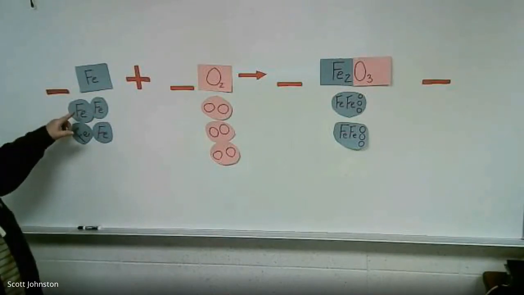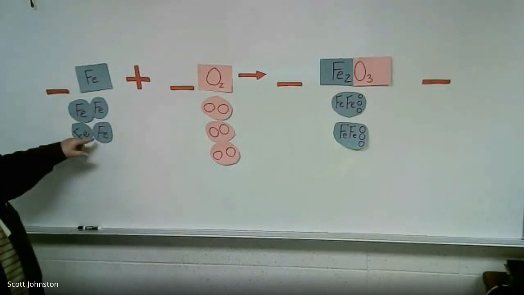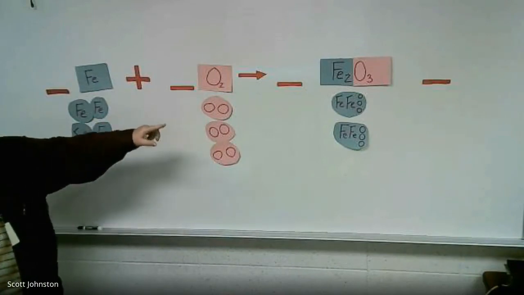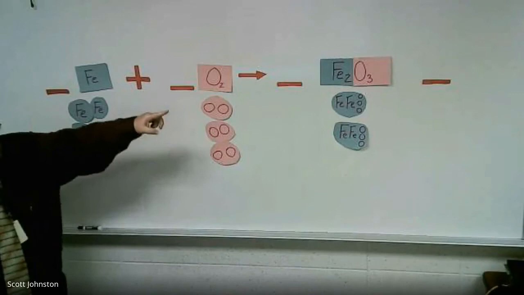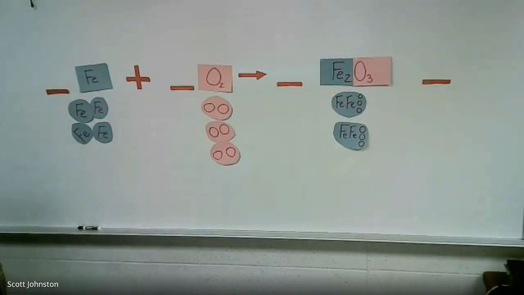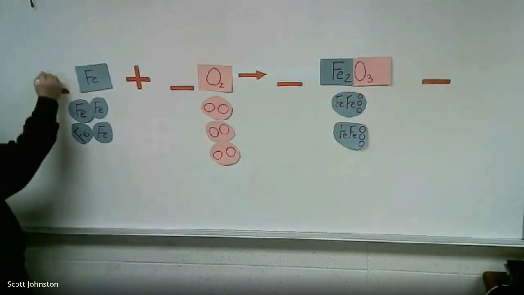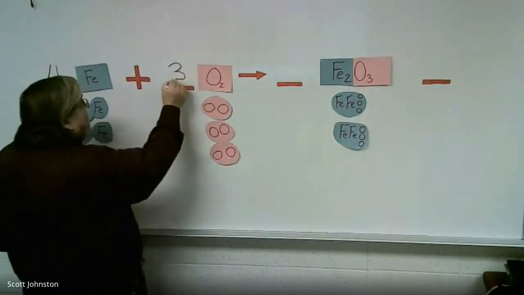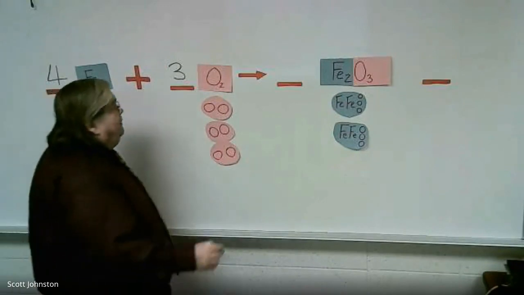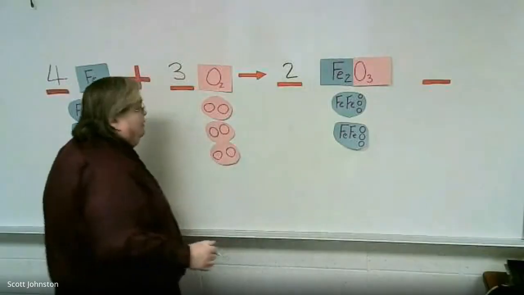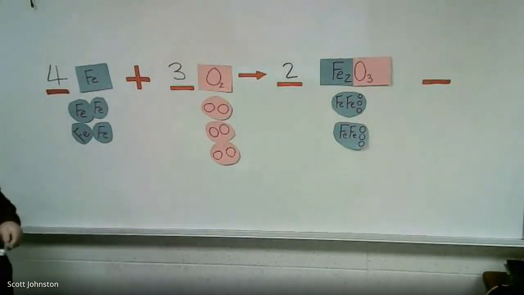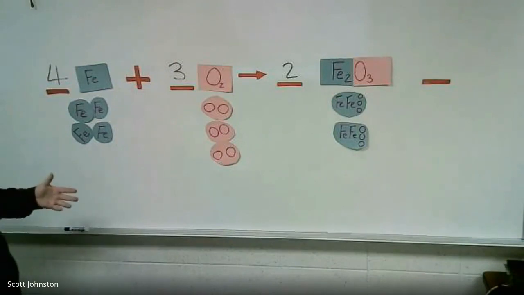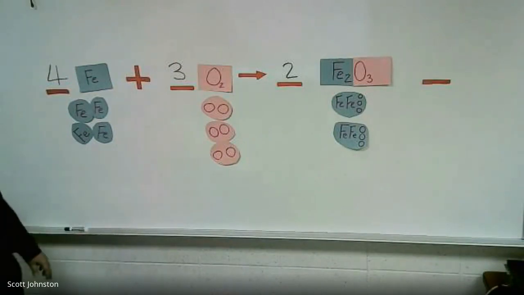And now if we count, we have 1, 2, 3, 4. 1, 2, 3, 4. 1, 2, 4, 6. 3 and 3, that's 6. So now we count our number of bubbles. So we had 4 bubbles here. So our coefficient is 4. We have 3 bubbles here. So our coefficient is 3. We have 2 bubbles here. So our coefficient is 2. Everything is balanced. It satisfies the law of conservation of mass.